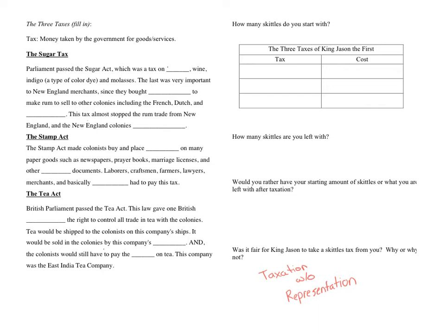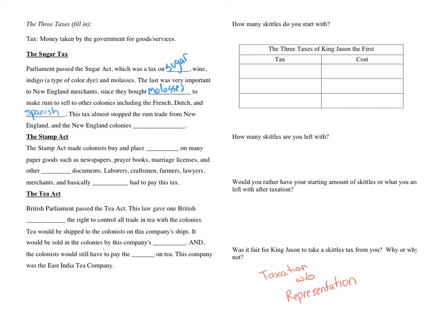The sugar tax. Parliament passed the Sugar Act, which was a tax on sugar, wine, indigo, a type of color dye, and molasses. The last was very important to New England merchants since they bought molasses to make rum to sell to other colonies, including the French, the Dutch, and the Spanish. And remember, the Spanish were living down in Florida at the time.